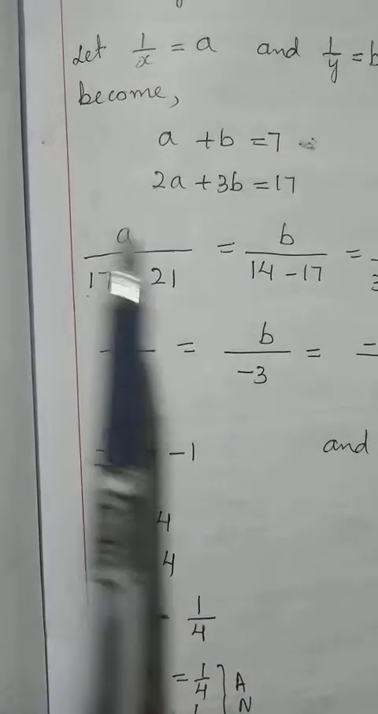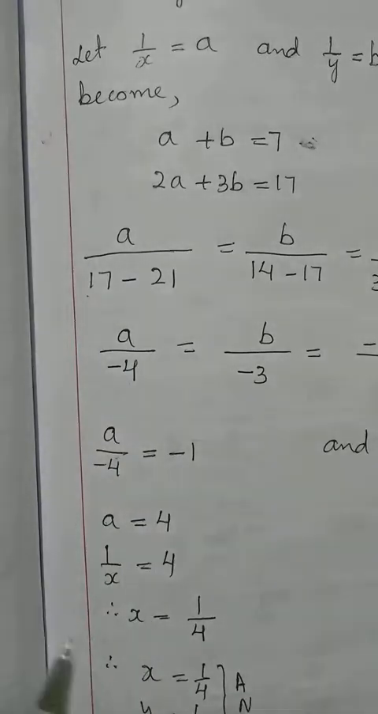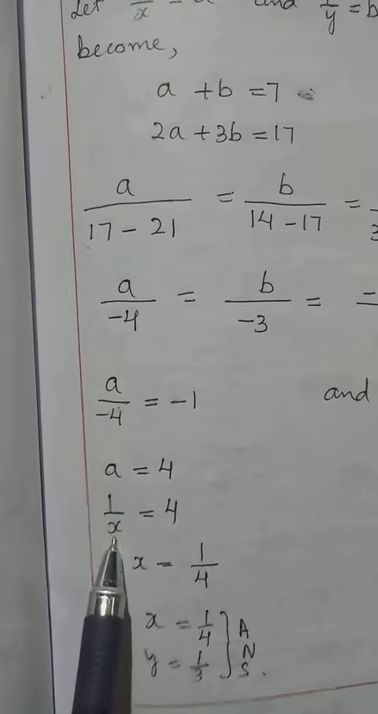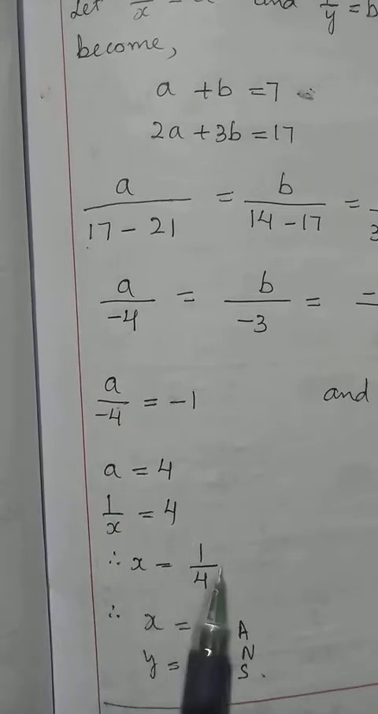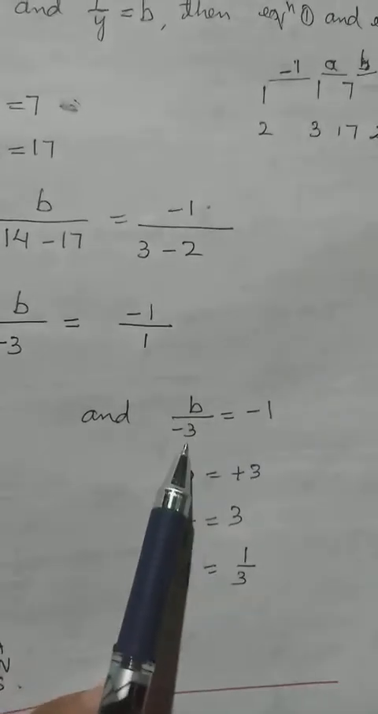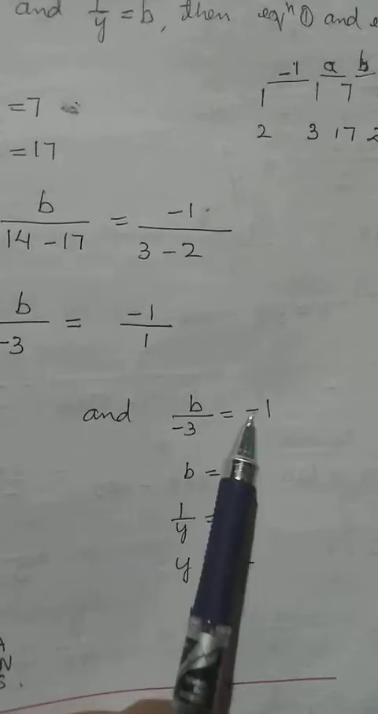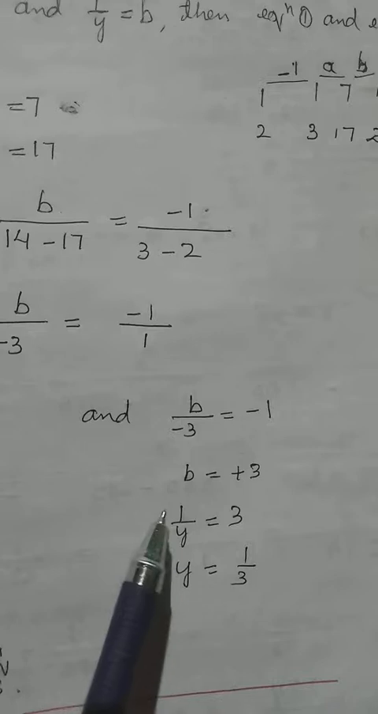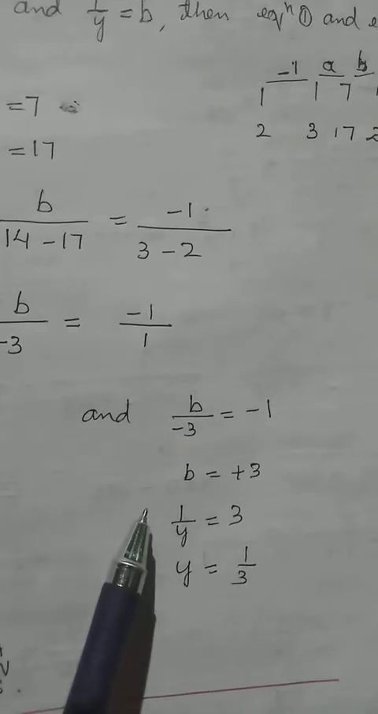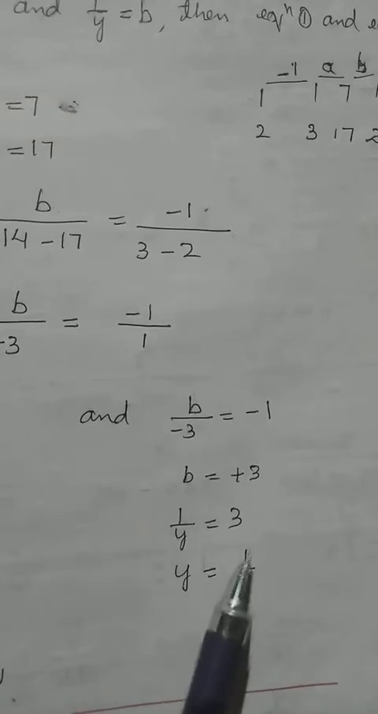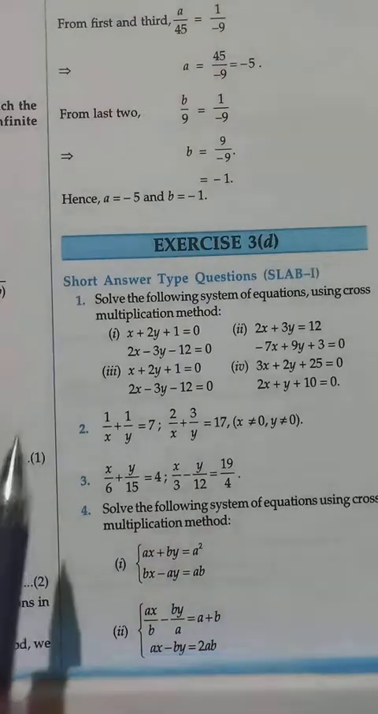But remember, our aim is not to find a, it's to find x. So instead of a, we replace what we assumed from the beginning, 1 by x. So there we cross multiply, x equal 1 by 4. Then here we have b by minus 3 equal minus 1. Minus to minus plus, 3 into 1, 3. So instead of b, we replace 1 by y because our aim is to find the value of y. Then here we cross multiply, so y equal 1 by 3. The same way we'll continue to the next one.